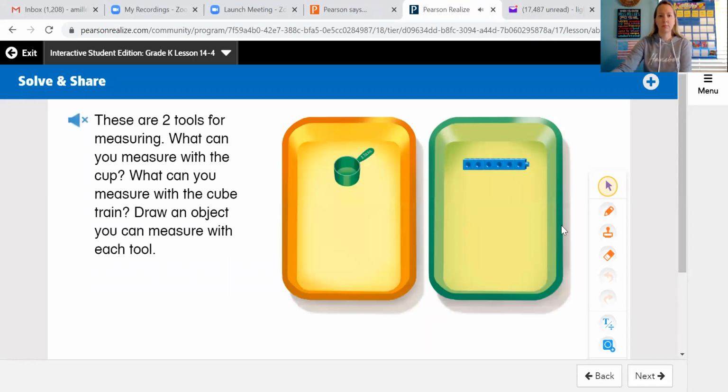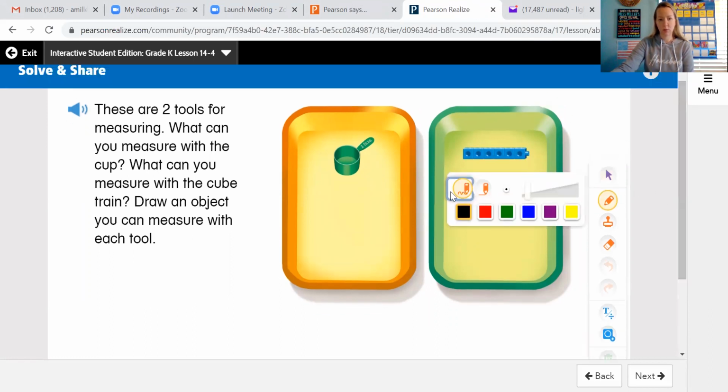These are two tools for measuring. What can you measure with the cup? What can you measure with the cube train? Draw an object you can measure with each tool. All right, so they want you to draw two things. One thing you can measure with a measuring cup and one object that you can measure with a cube train.